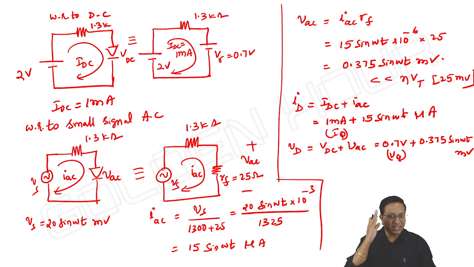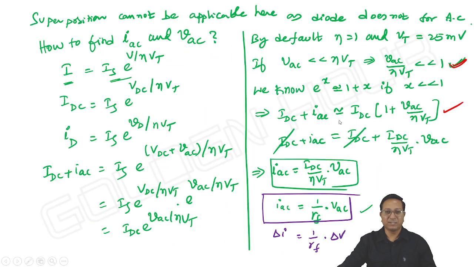It is always conditional. Again and again I am saying, it is conditional. If VAC or the input voltage is very large, more than 20 sine omega t millivolt, like 100 sine omega t millivolt or 200 sine omega t millivolt, then you cannot apply such an approximation like VAC by eta VT is far less than 1. Once that condition is satisfied, then it is a linear relation. Accordingly, the slope of the tangent drawn to the curve can be obtained by taking its first derivative, or by the regular method, the complete derivation.